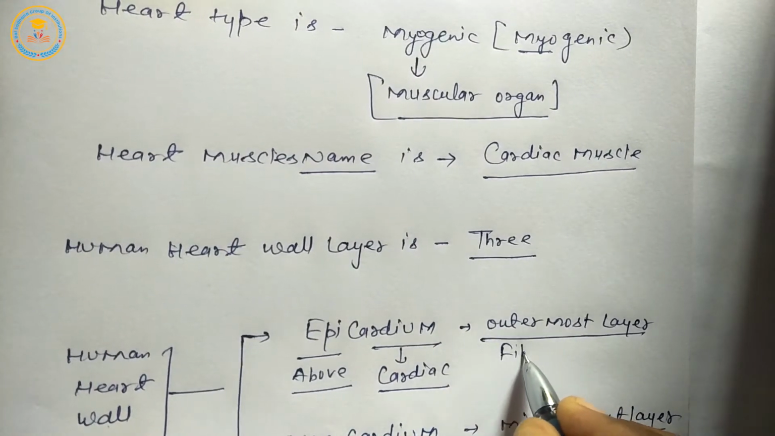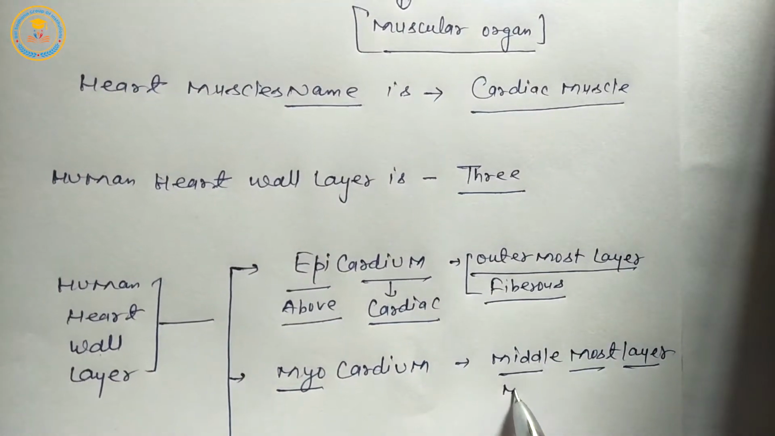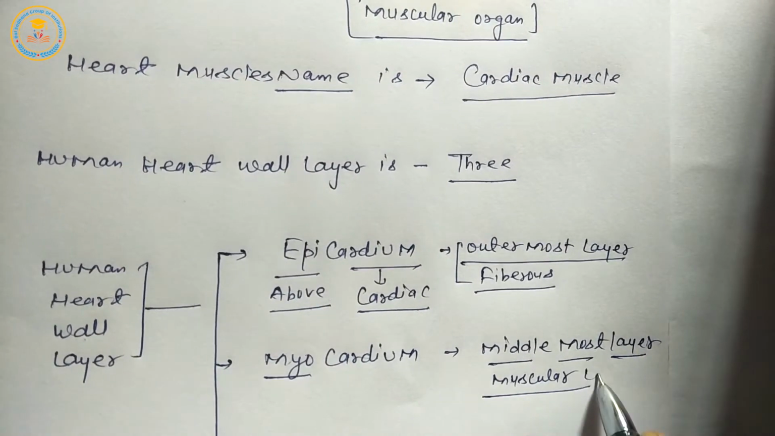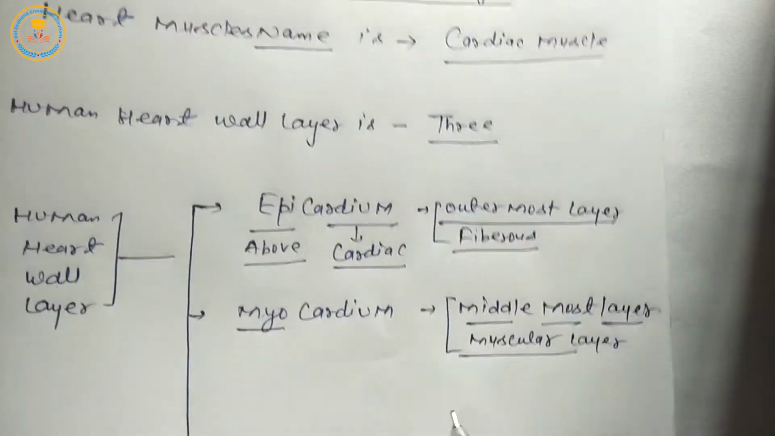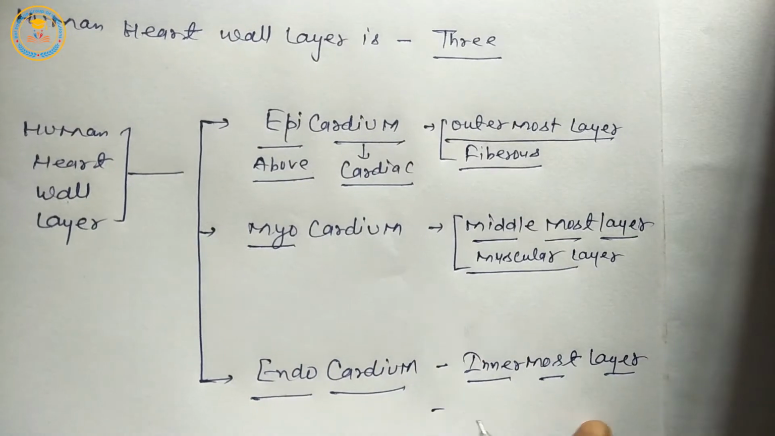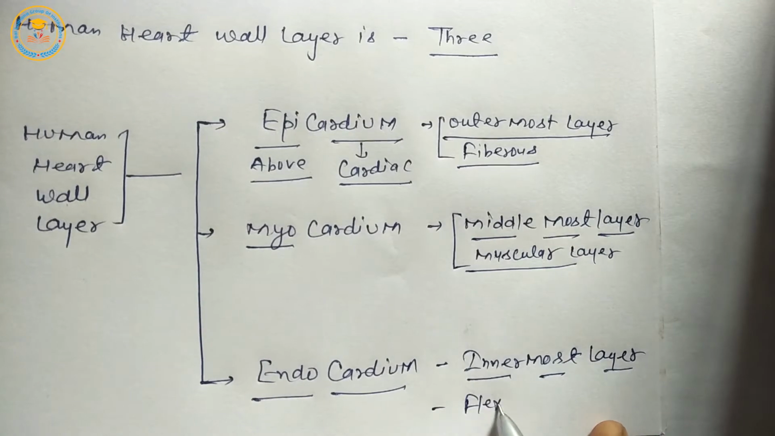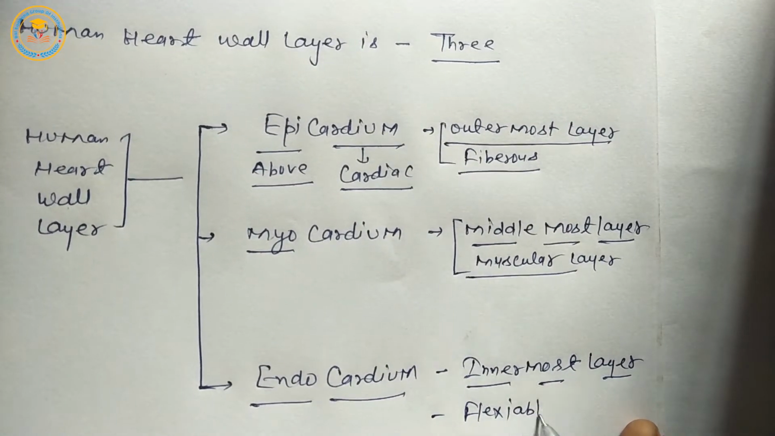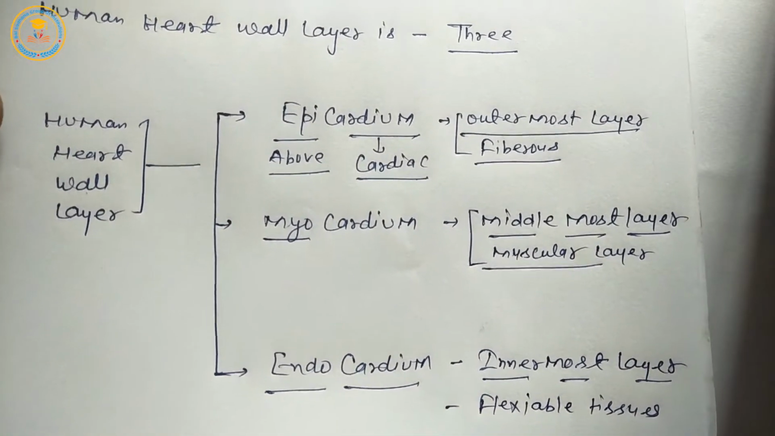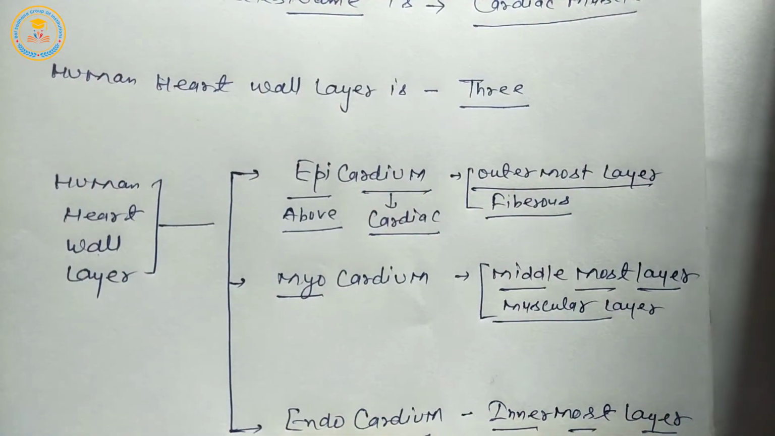It is a fibrous layer. It is a muscular layer. Muscles are cardiac muscles. And endocardium is flexible. Endocardium has flexible tissues and endothelium.